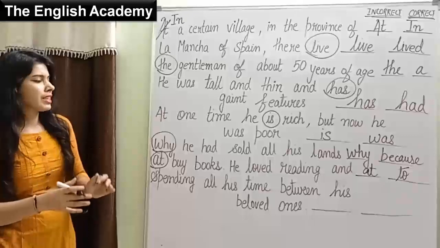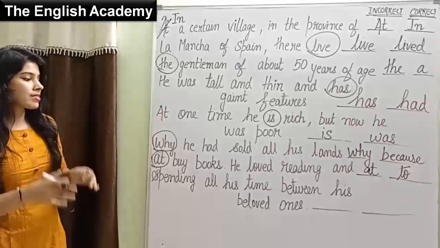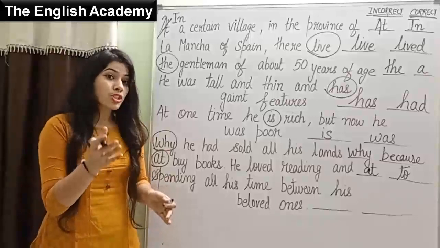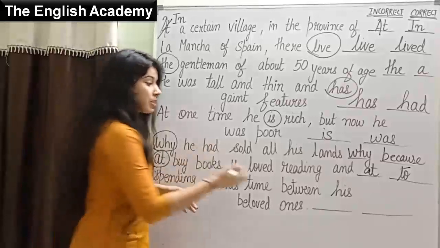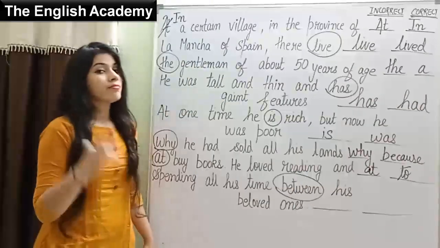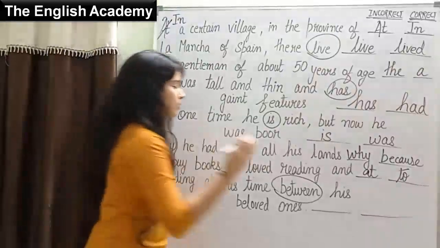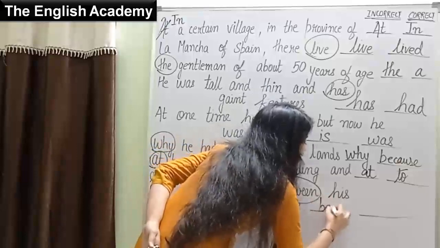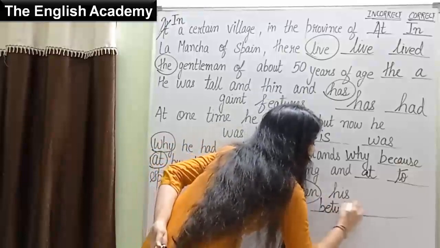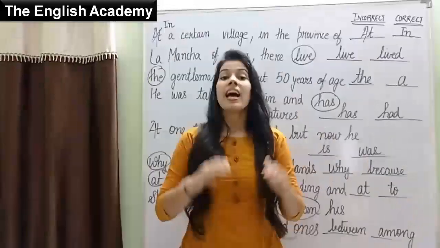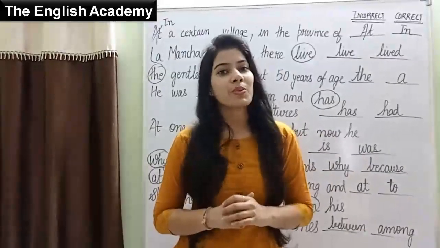He loved reading and spending all his time between his beloved books. Books, plural. Between is only used for two. I already told you that in the past. So between is not the correct word here. We'll write among. I hope the topic is clear with you.